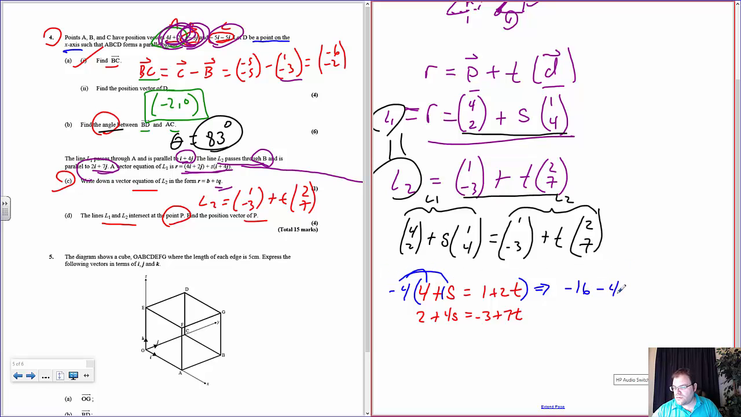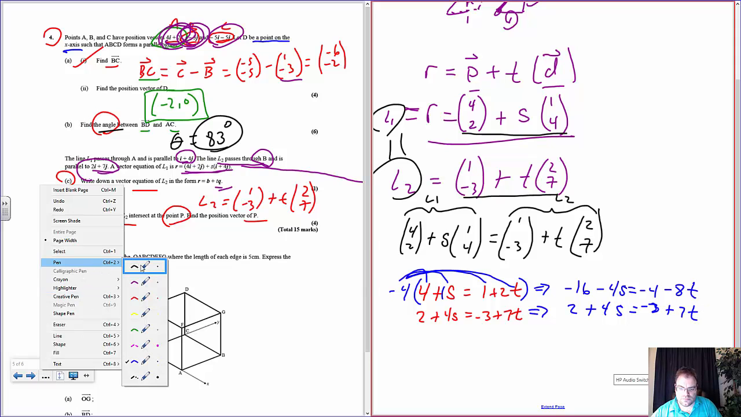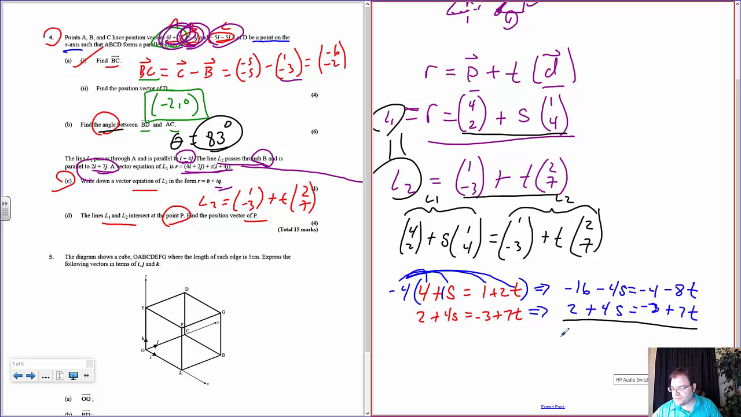-4 times 1 is -4s. -4 times 1 is also -4. And -4 times 2t is -8t. Copy this one over. It's going to be 2 plus 4s is equal to -3 plus 7t. And now we'll add. So let's add these. -16 plus 2, -14. -4s plus 4s, these just cancel. That's what I wanted. They're eliminated. -4 minus 3 is -7. And -8t plus 7t is just -t.